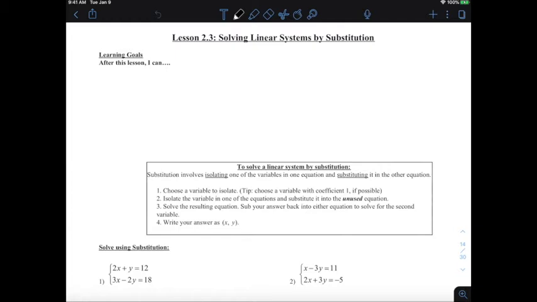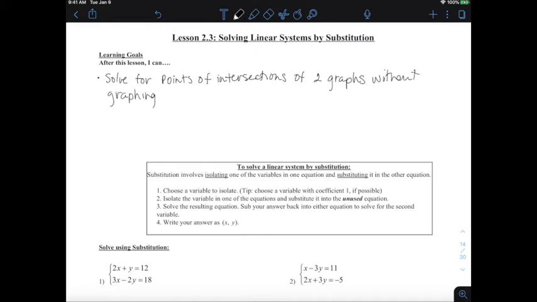Lessons 2.3 and 2.4 are two algebraic methods to solve systems, and the first method we're going to learn is called substitution. So after this lesson, you can solve for points of intersection of two graphs without graphing. In other words, you're going to be able to do this algebraically.